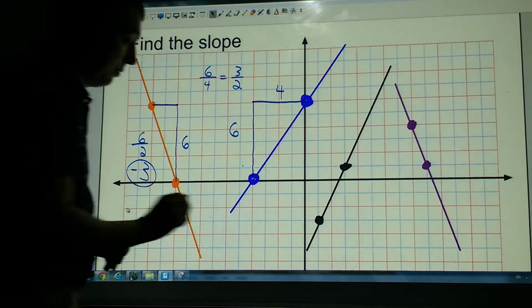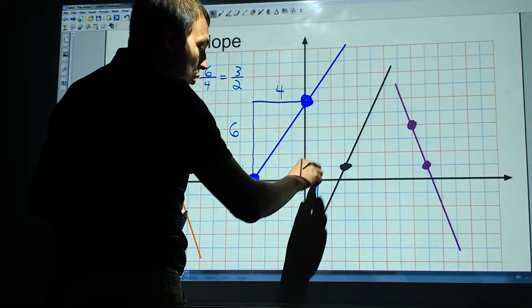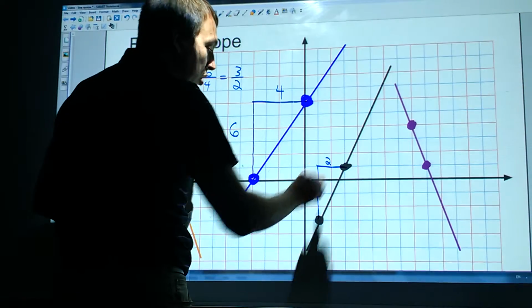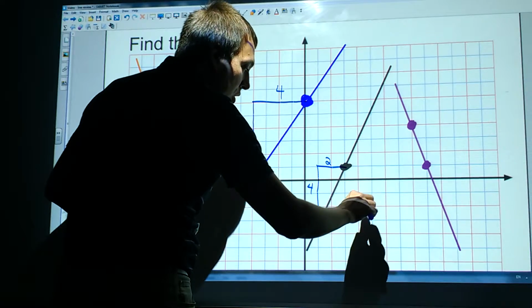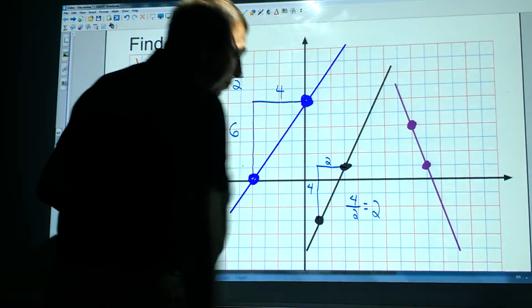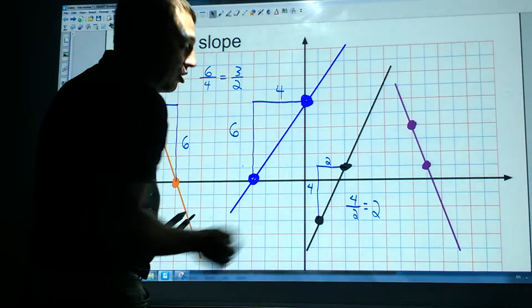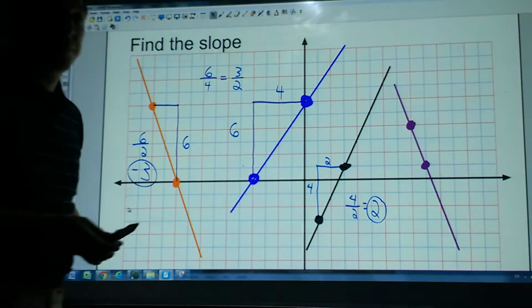The black line, I count up 1, 2, 3, 4, and over 1, 2. So my slope is 4 over 2, which is 2. I check to see if that line is positive. Yes, it is. So that means the answer should have been positive 2.